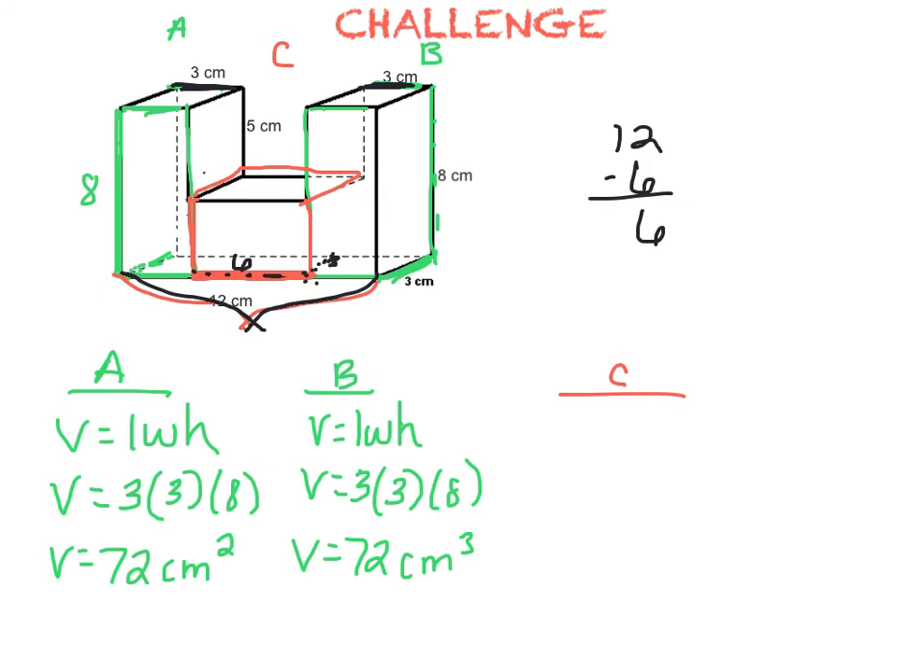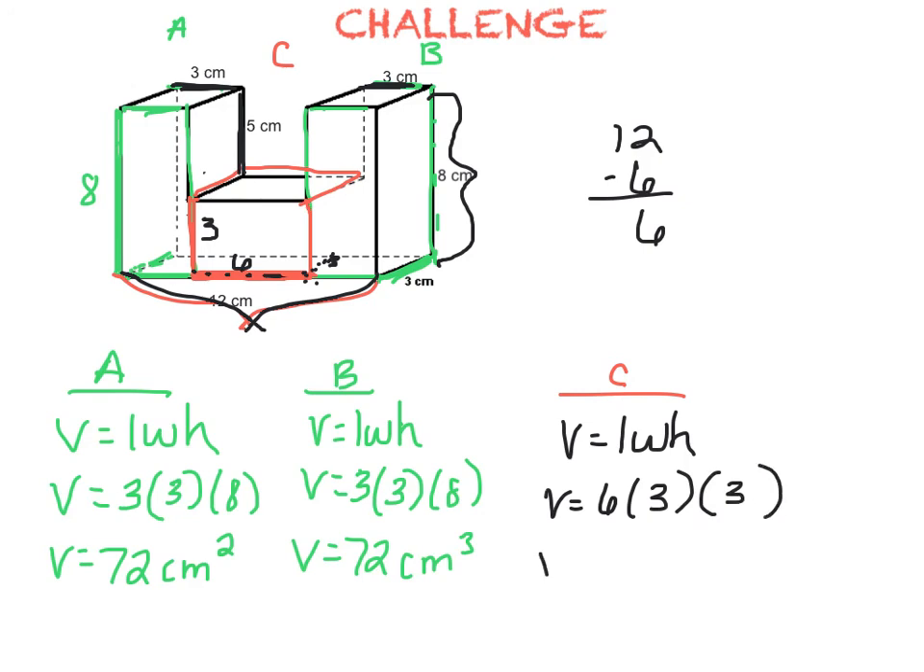So again, I know that the whole height is 8. I see that already 5 centimeters is taken up from this top part, which means the height of the bottom part is 3. So our length we said is 6, our width is 3, and our height now is 3. So 6 times 3 is 18, and 18 times 3 is 54 cubic centimeters. My last step is to add those up.